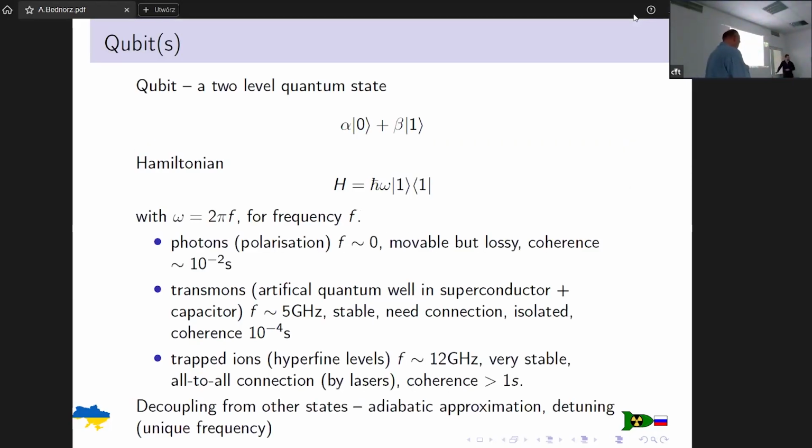Okay, so the main actor here, or the main hero of this story, is a qubit. Qubit is the simplest but the most useful thing in quantum computing, not only quantum computing, in quantum cryptography and so on. Everything is built like bricks for computers. Qubits are for quantum computers.